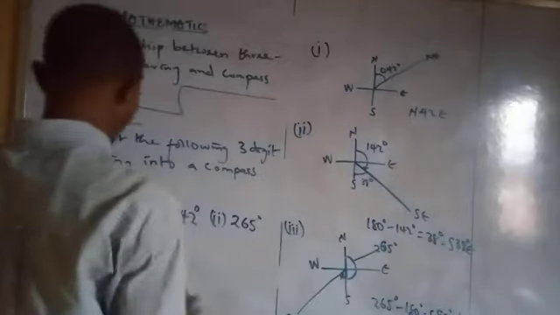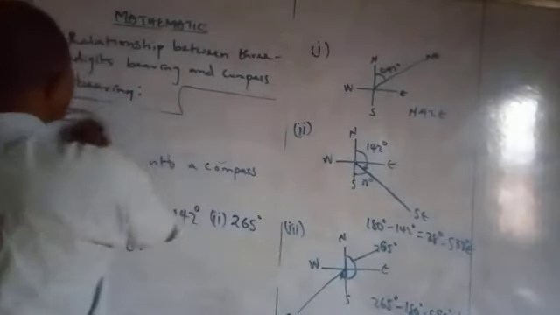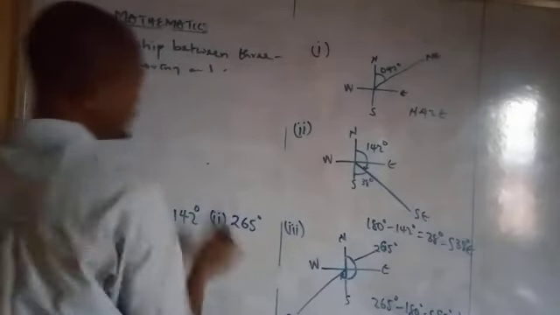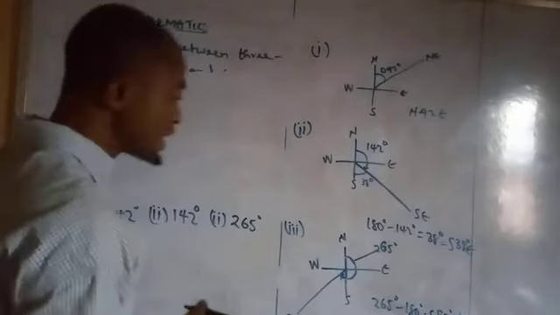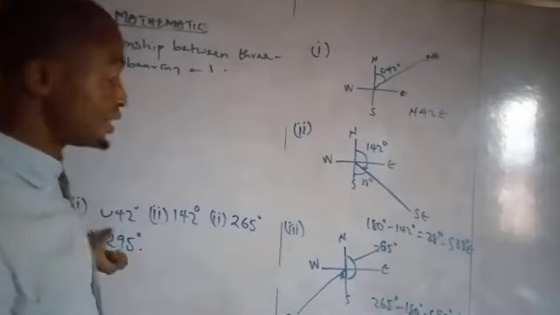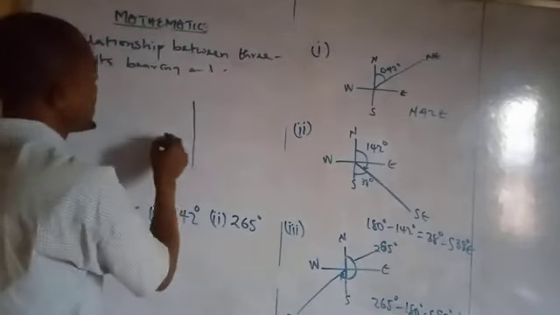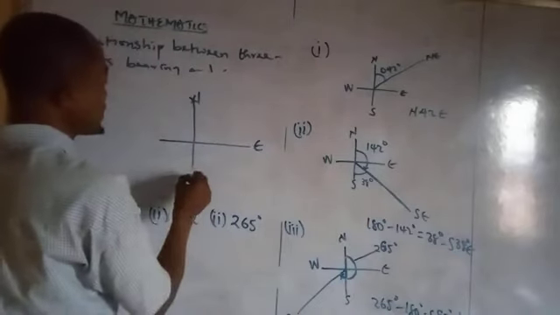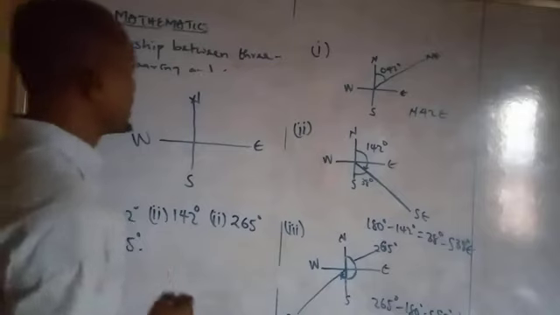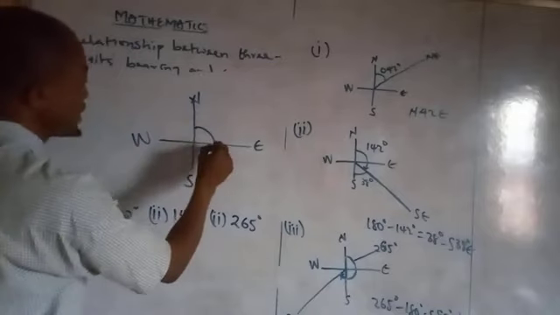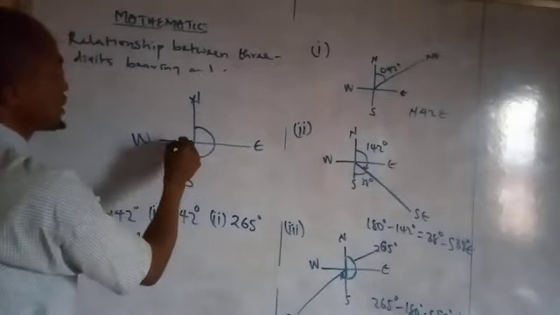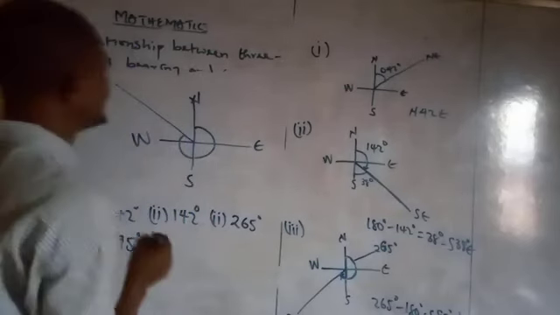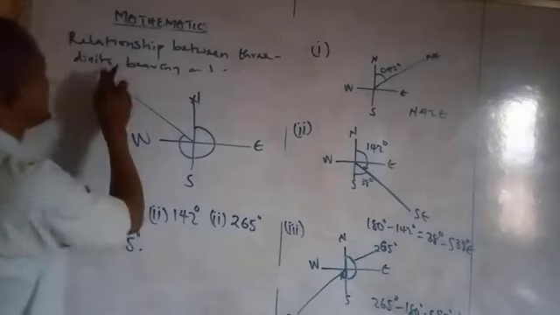Then lastly, the last part, that's Roman figure 4. 295 degrees. So we draw our cardinals. This is north, this is east, this is south, and this is west. Alright, 295: from here to here, 90, 180, 270. So with 295 we will enter this quadrant. Then we have this.